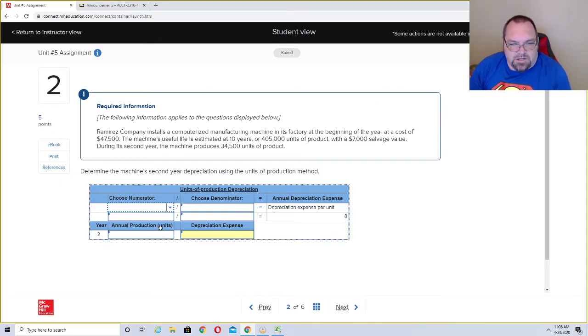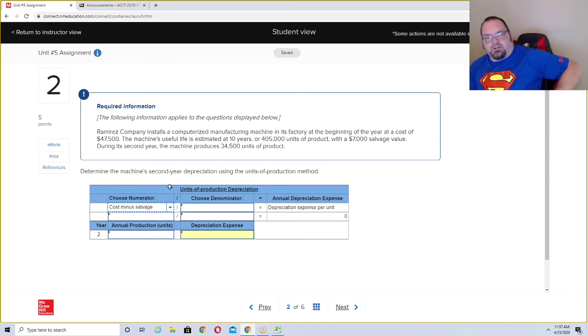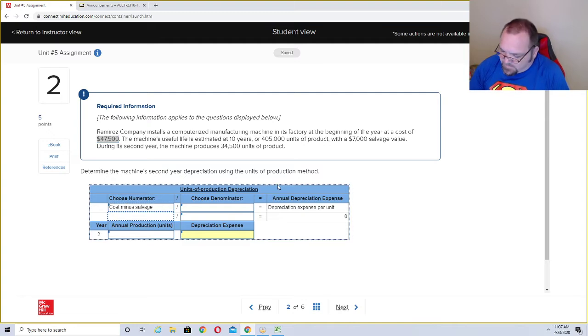So our denominator is cost minus salvage, right? So it looks like we're going to have to do that on our phone here, or our calculator. So we have a cost, 47,500, and we got a salvage value of 7,000. So I can do this in my head, right? So I'm just going to do 47,500 minus 7,000. That's going to be $40,500. Okay. I can do that in my head.